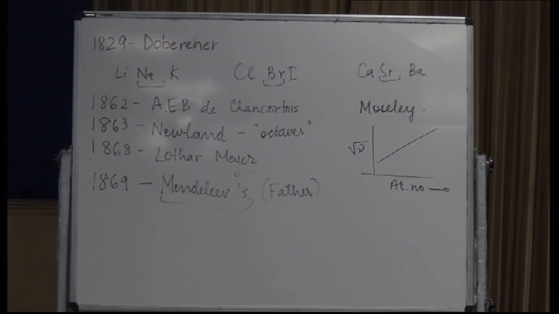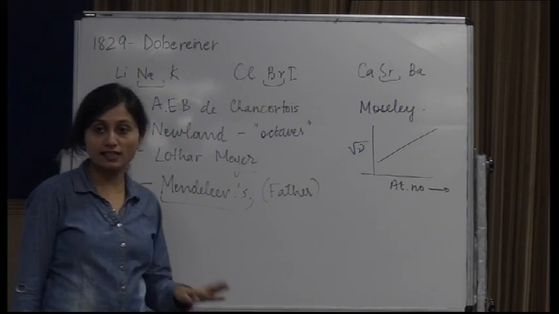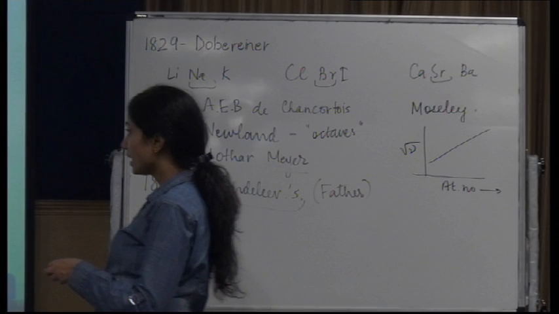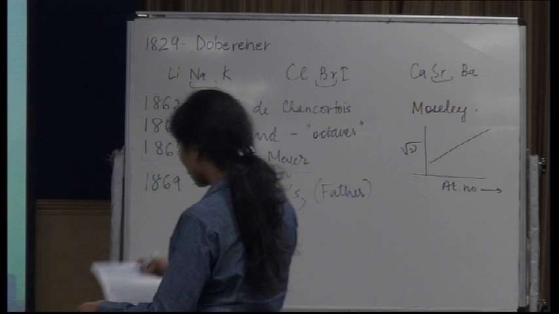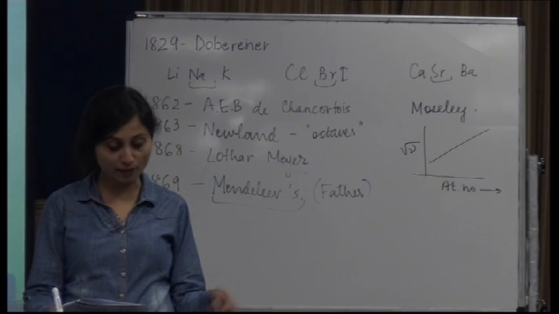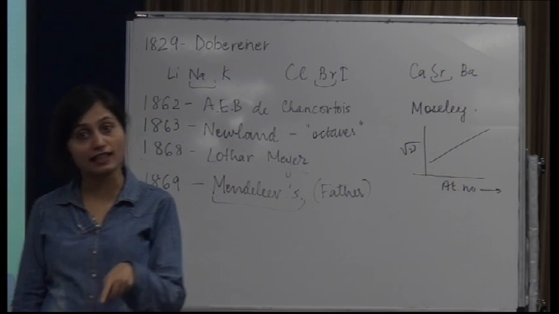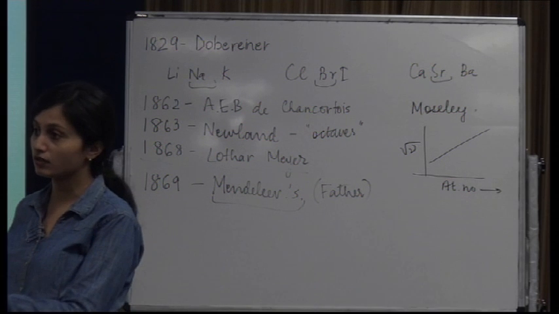Everyone was somehow, some way or the other dependent upon the atomic mass. So he was the first person to talk about the atomic number. He stated that atomic number was more important than the atomic weight. And his law is what the modern periodic law states: that the physical and the chemical properties of the elements are a periodic function of the relative atomic numbers.